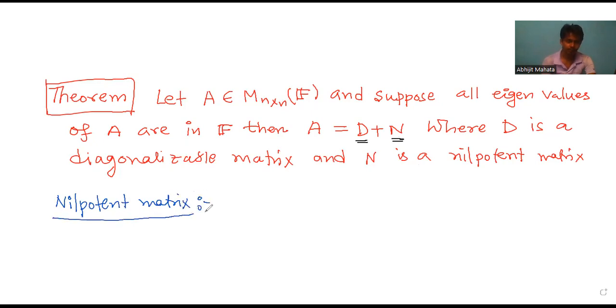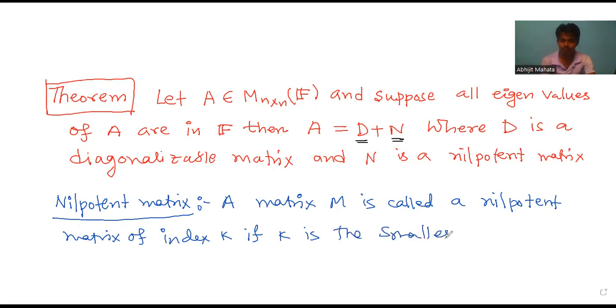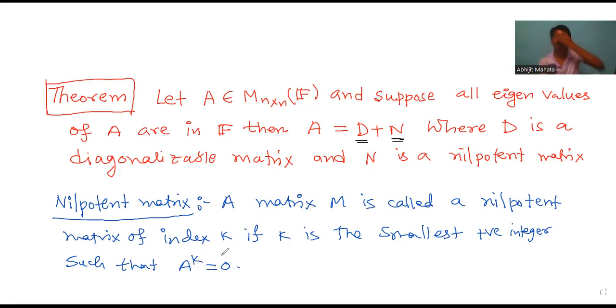So let's say we have a matrix. Say a matrix M is called a nilpotent matrix of index k, with k small, if k is the smallest positive integer, of course if such a k exists, such that M to the power k equals 0. So this is the definition of a nilpotent matrix.